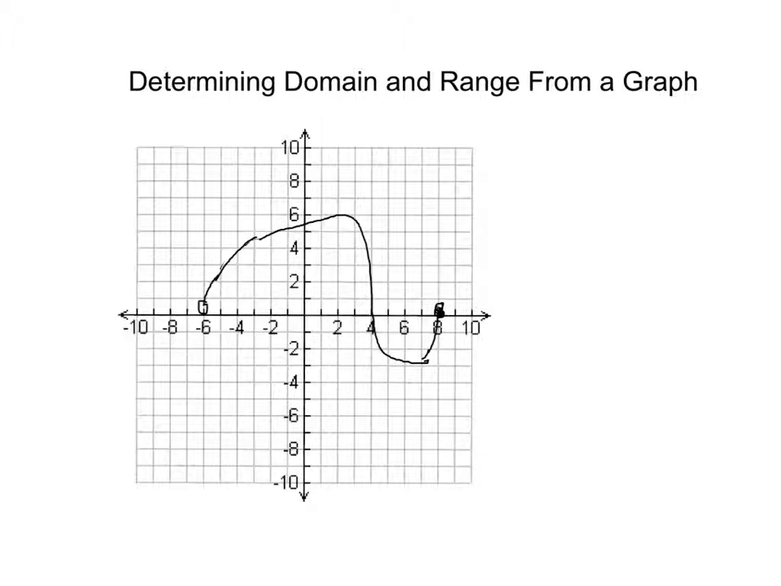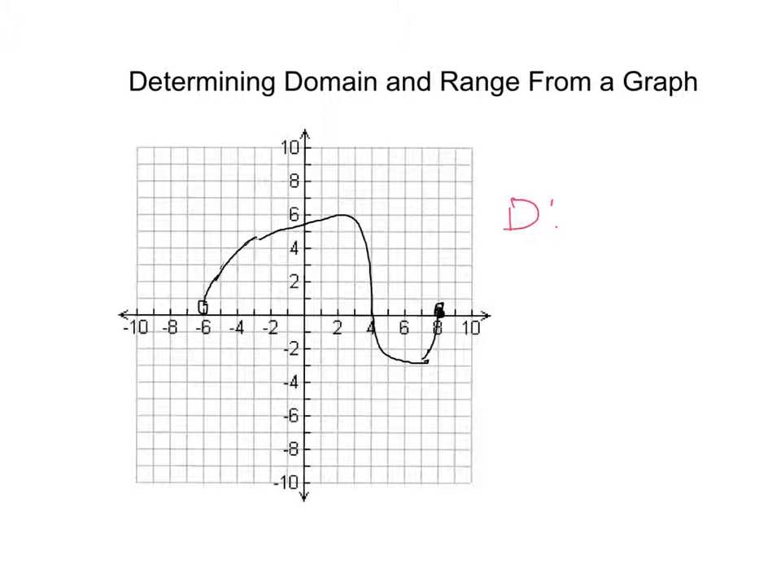So we're going to start with domain. We're going to try to figure out the domain of this graph. Domain, again, remember, is the x values. One way you can use to remember that is alphabetical. D comes before R in the alphabet. X comes before Y. So D goes with X, R goes with Y. That's how I remember it.